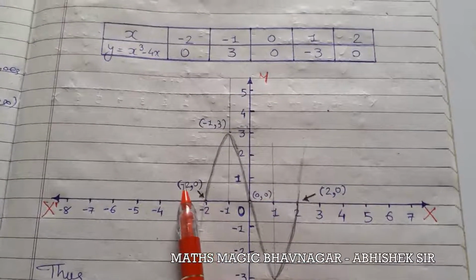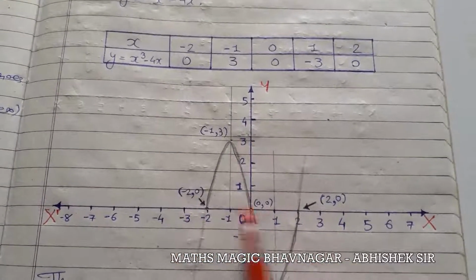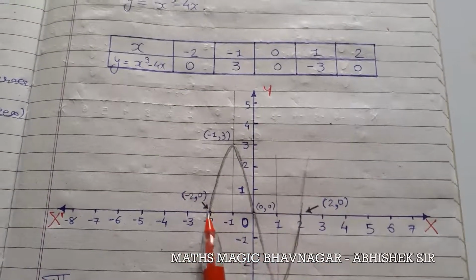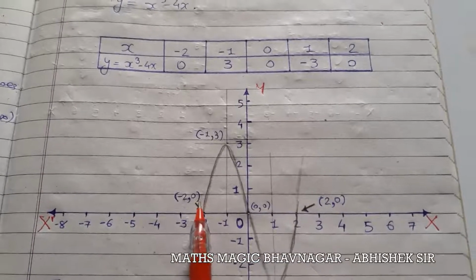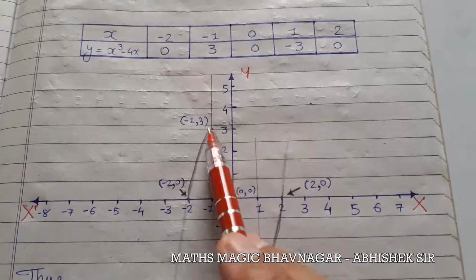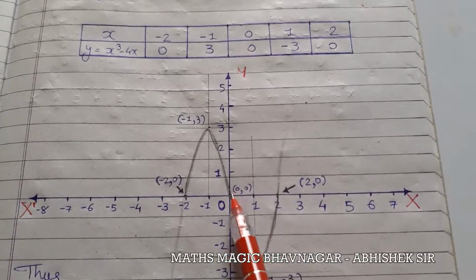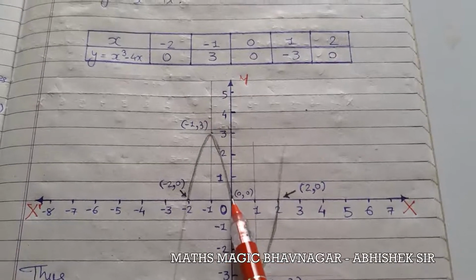we are taking the minus 2 point on the x-axis. On the y-axis we are taking 0. The first point is minus 2 comma 0. Then the second point is minus 1 comma 3. So minus 1 on the x-axis and 3 on the y-axis. Then 0 comma 0 will be the center point or the starting point, the origin of the graph.